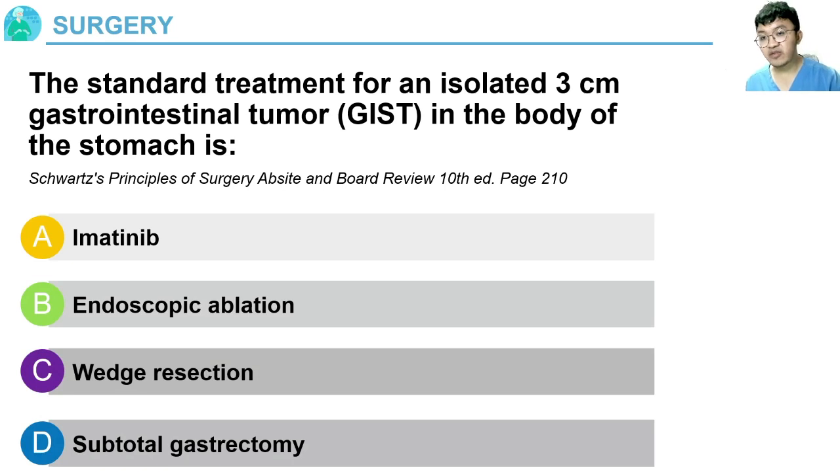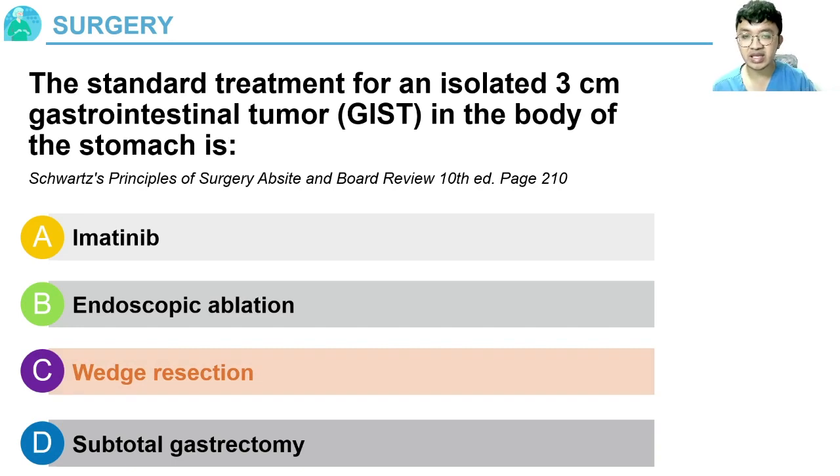Next, standard treatment for an isolated 3 cm gastrointestinal tumor in the body of the stomach. Is it A. Imatinib, B. Endoscopic ablation, C. Wedge resection, or D. Subtotal gastrectomy? Okay. The standard treatment for GIST in the body of the stomach is wedge resection. You only get that portion of the stomach with a GIST.